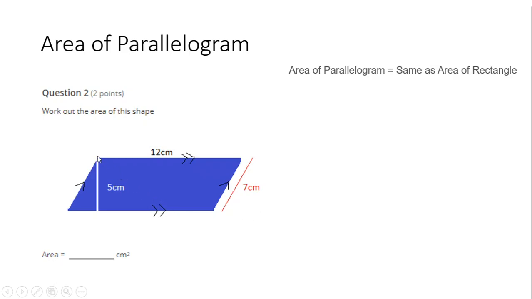And more importantly, the length across the top here, the 12, has not changed at all. I didn't cut anything from there. I just moved the bottom bit. So that's still going to be 12 centimeters by 5 centimeters, which is 60 centimeters squared.